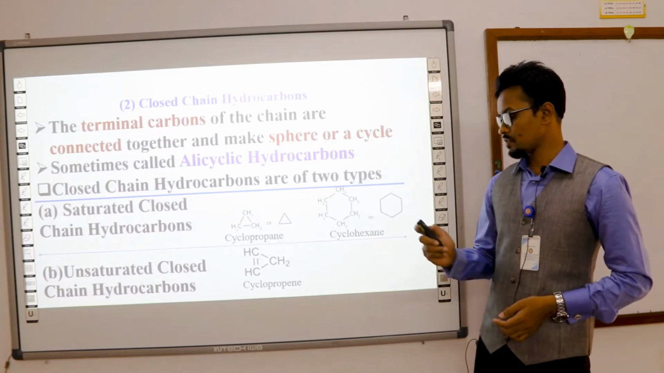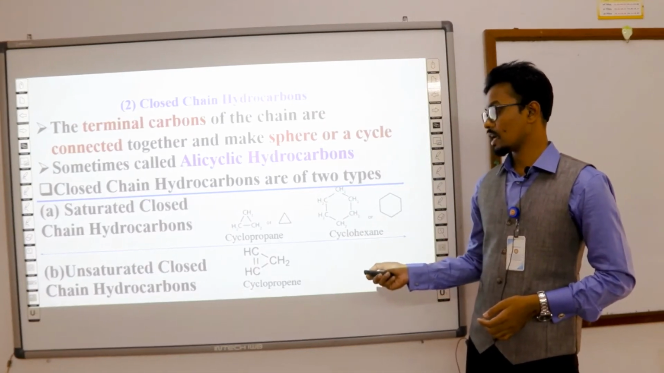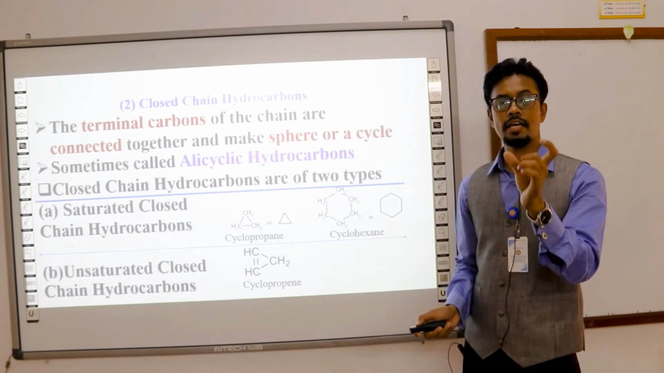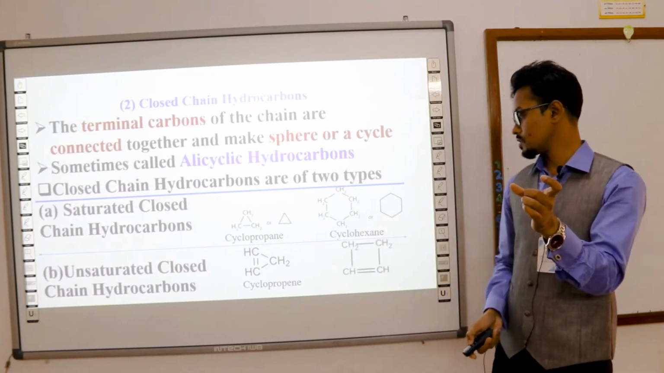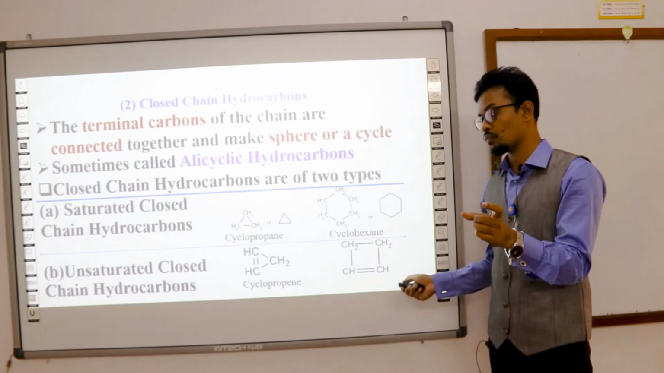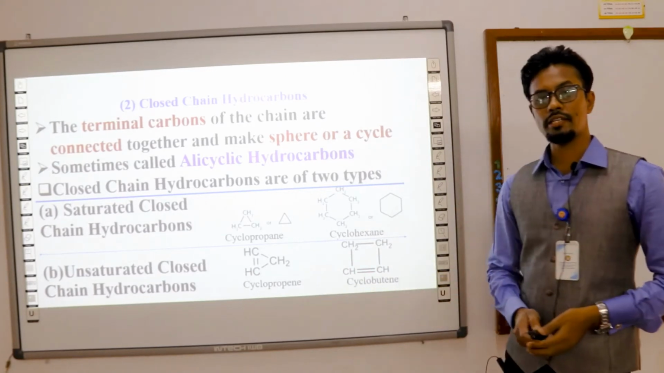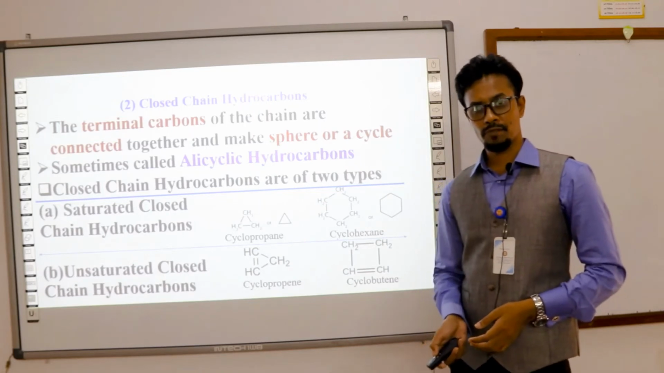Again, here are 3 carbons and a double bond, so you may say propene, but it is cyclopropene. And there are 4 carbons and 1 carbon-carbon double bond, so you may say butene, but it is cyclobutene. Understand?